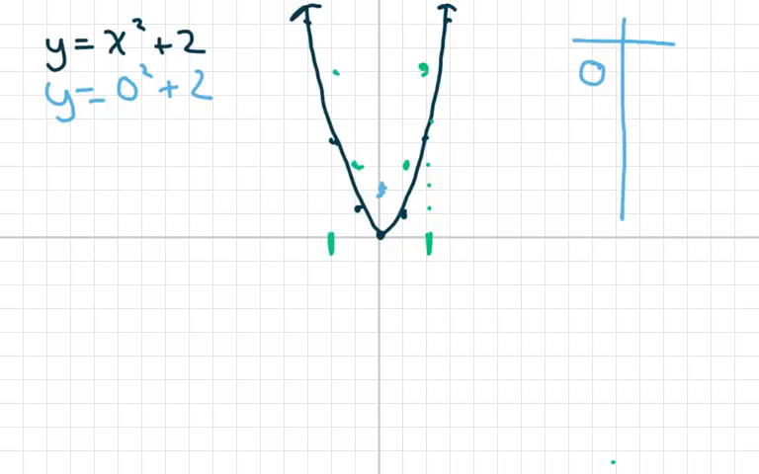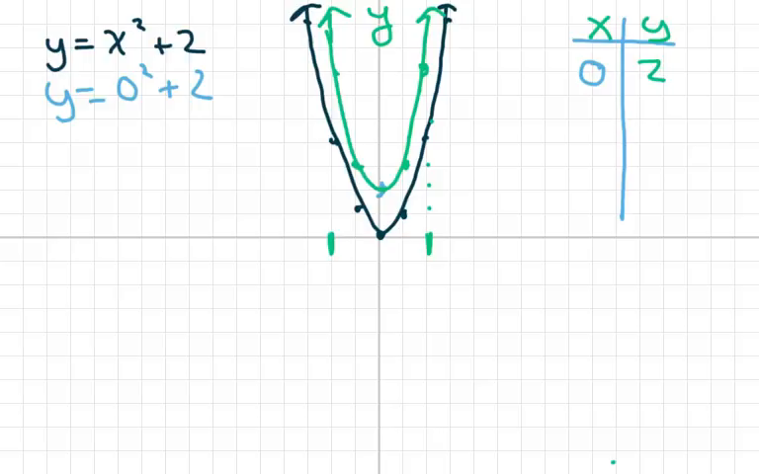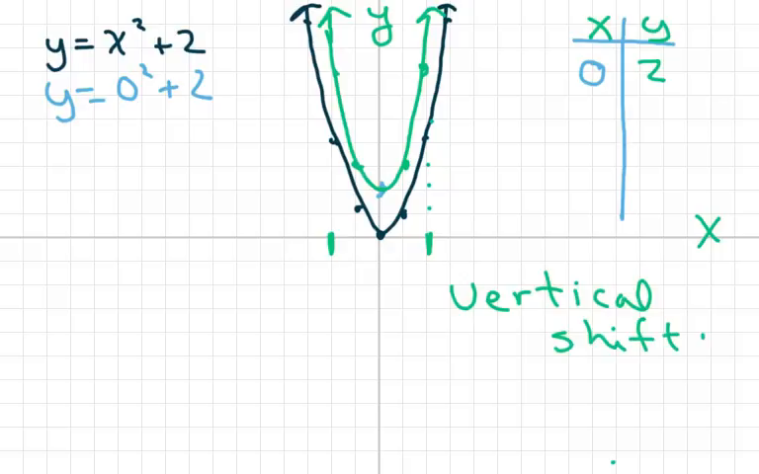So I'm just going to go over here, and this got shifted up by 2. All right, same shape, but the whole thing got shifted up by 2. You can always do a table of values or use your calculator depending on what your teacher lets you do. All right, so this is called a vertical shift up by 2 units.